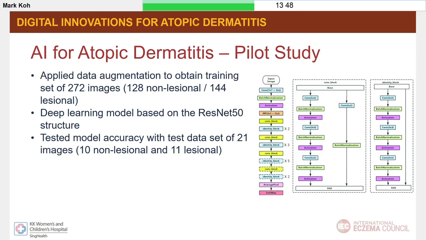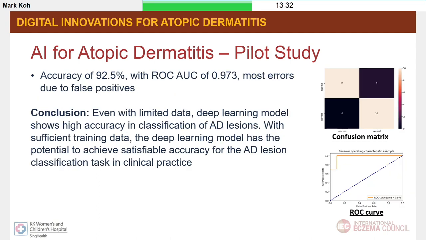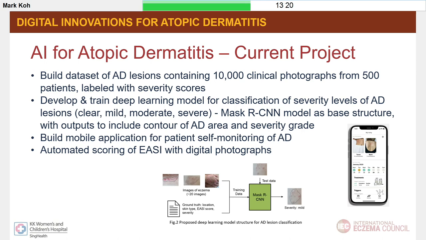We did an EASI score for each photo, and then our computer engineers did the data augmentation and trained the neural network on these images, and they managed to come up with an AI that can tell whether there's eczema or not. You'll hear of terms like ROC and all that, which tells you how accurate the AI is, and we found that even with this small number of images, our accuracy was about 92.5%. So what we're doing now is that we've got a grant to work on a lot more patients, 500 patients. We're getting 10,000 clinical photographs, and we hope that the AI is now able to tell whether the patient has mild, moderate, or severe atopic dermatitis.